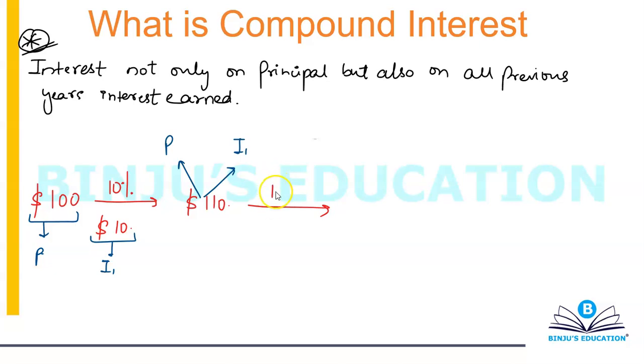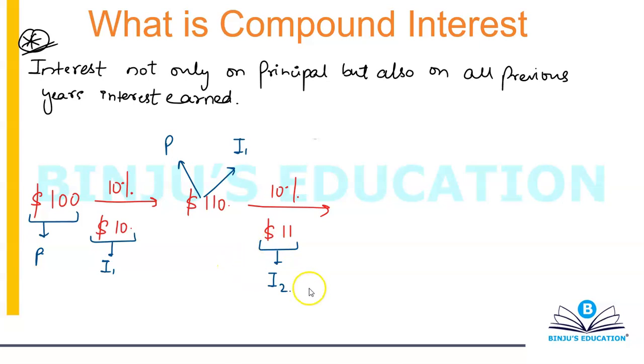Again, you got the same rate of interest, that is 10% per annum. Now 10% per annum on $110 will give you $11. You can calculate it also: 110 into 10 by 100 gives you $11. That means you will now receive $11, which is basically your interest for the second year. Now observe carefully. Your I2 is greater than I1.